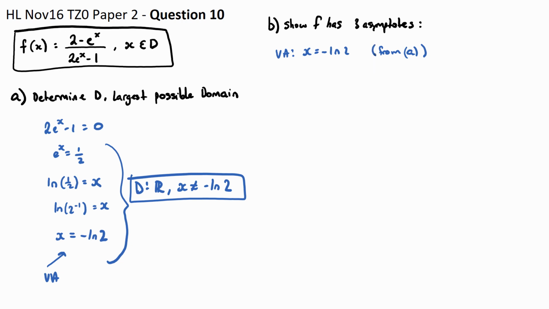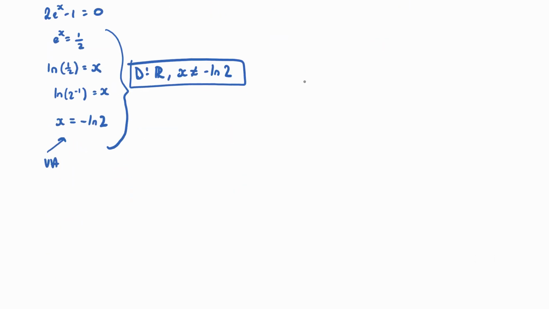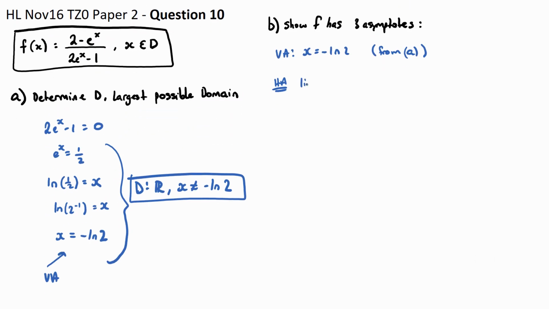Now, in terms of horizontal asymptotes, there's probably going to be 2 here because it says there's 3 in total. So let's first consider what the horizontal asymptotes are going to be. What's going to be the limit as x approaches negative infinity of our function? What that means is, when x goes left forever, what's the y value going to be? And that will be a horizontal asymptote.